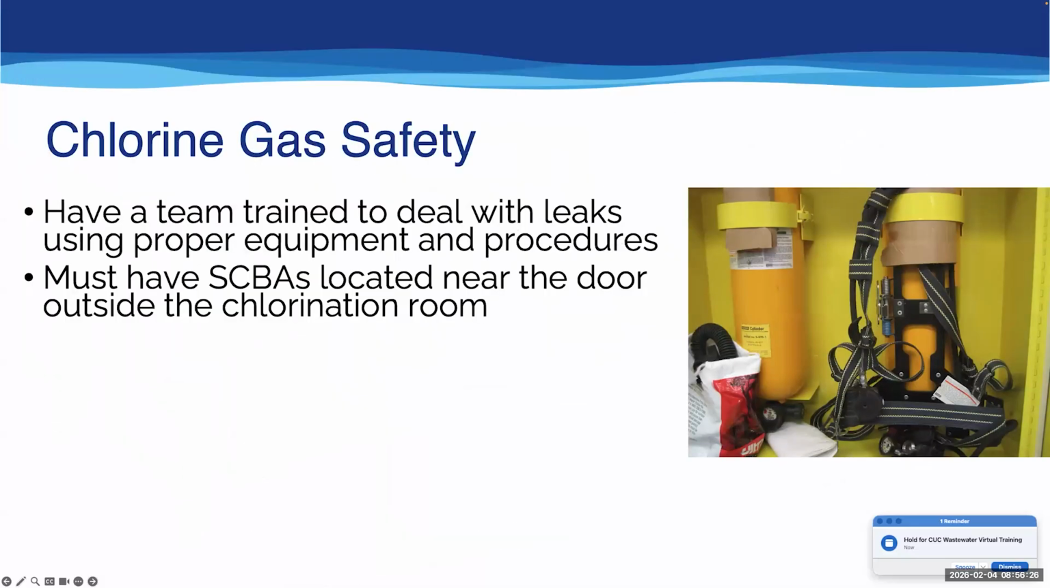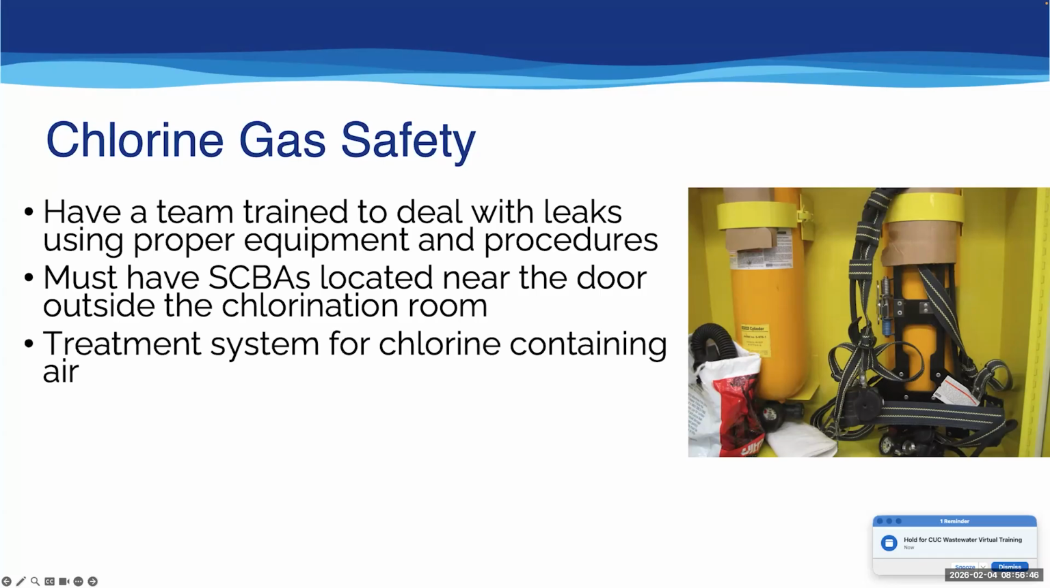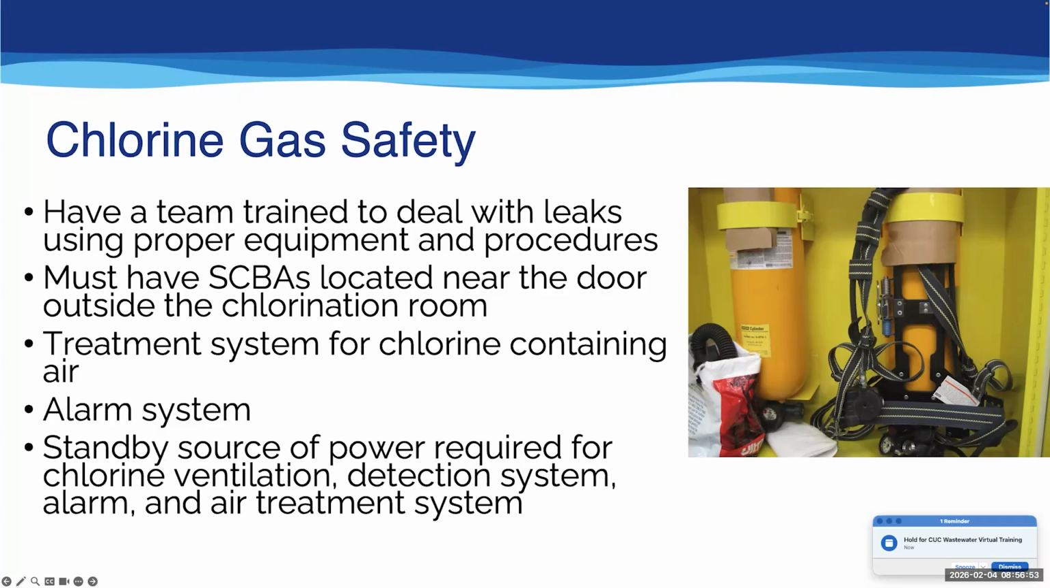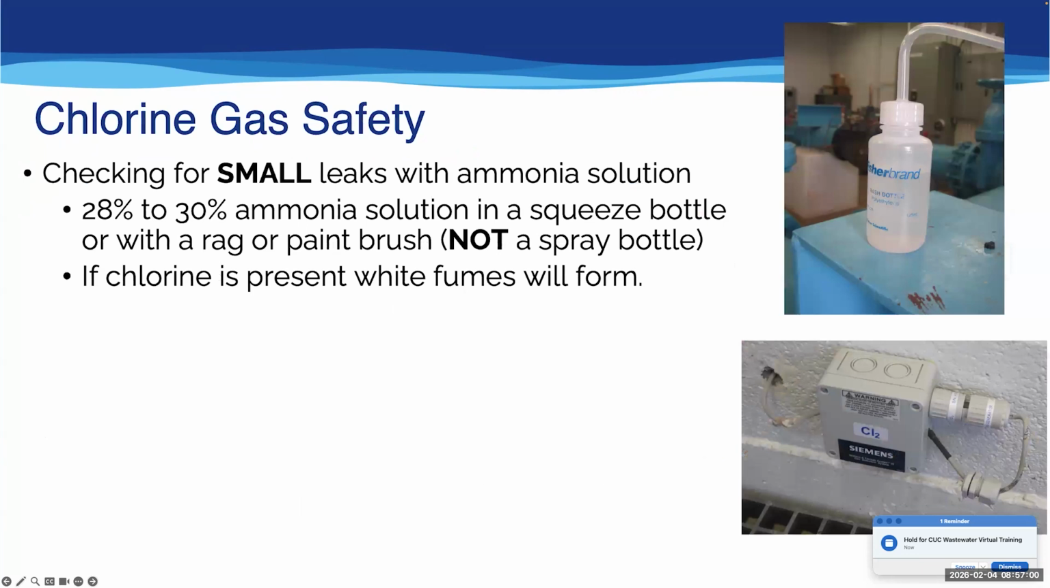Biggest part about chlorine safety is that you want to have a team that's trained to deal with leaks and use proper equipment and procedures. You got to have a self-contained breathing apparatus located near the door outside the chlorination room. Got to have a treatment system that's going to deal with contaminated air. You got to have an alarm system so that people know. And again, you need that standby power source for operating the chlorine ventilation, the detection system, and the air treatment system.